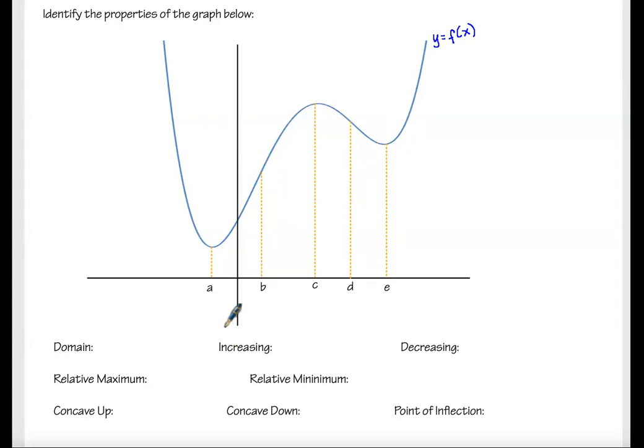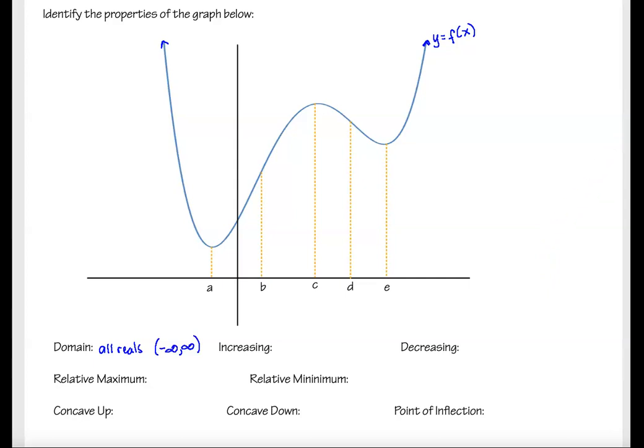Now remember, the domain is all values for x. And by the way, you have an arrow at both endpoints. So that means it goes on indefinitely. Since it goes on indefinitely, and notice that the graph is continuous, then we say that the domain is all real numbers or all reals. And if you want to express this as an interval, then we say the domain is from negative infinity to positive infinity.